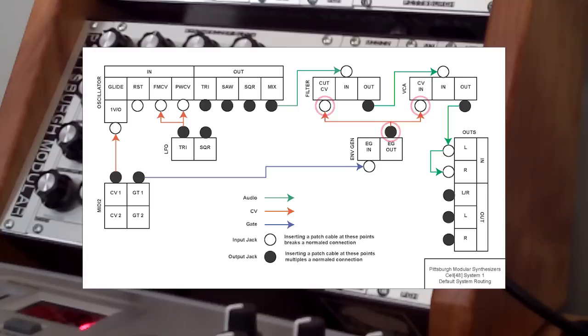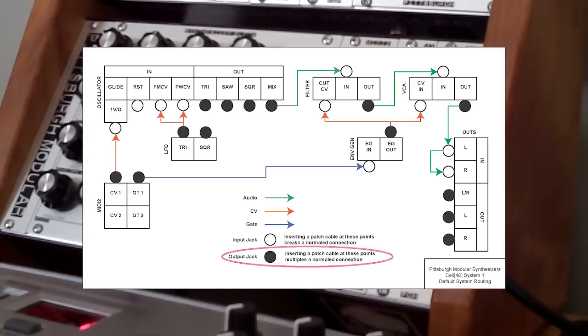Now, there's an important distinction in connectivity behavior between the two types of jacks. Patching into an output jack multiples the output of that jack. That is, it will not break a default internal system connection. So, for instance, patching a patch cable into the LFO triangle output does not disrupt the normal routing of the LFO triangle wave to the FMCV or the pulse width CV inputs of the oscillator.